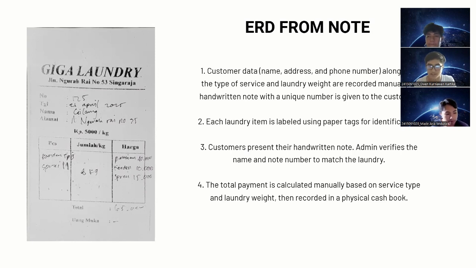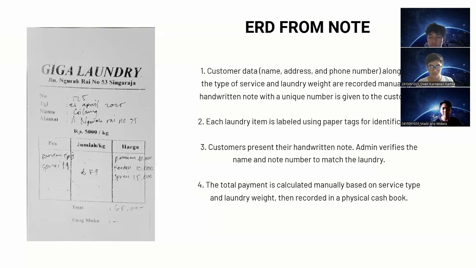Okay, here I'm going to explain how we made the ERD from the note. So as you can see, this is the note that we got from Giga Laundry. There will be customer data here. There will be the name. So here in this note, there's the name Gilang, and also the address of the customer, that is Jalan Gunung number 25. And there's no phone number here. And with this data, each item is labeled using the name in the note. And if the customer wants to take the laundry, they have to bring this note.